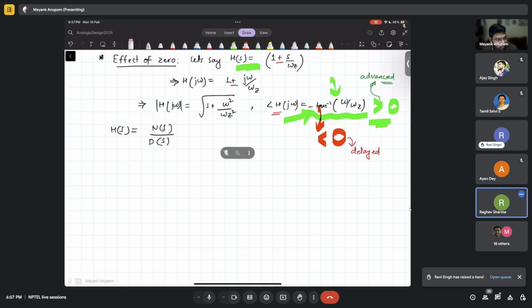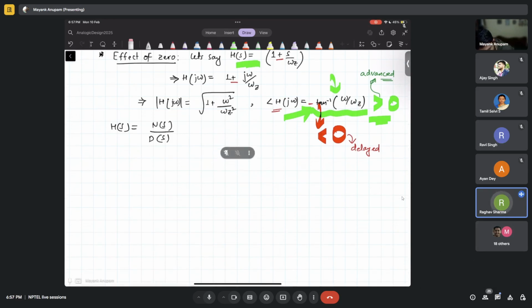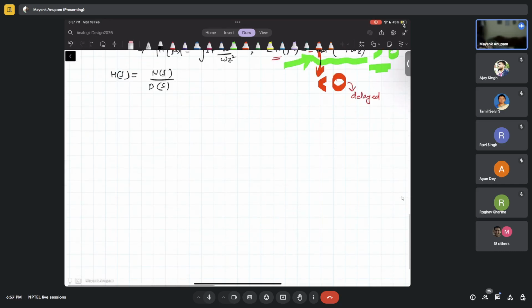Any other doubt? Ruby? Sir, does the delay have a physical significance, like it being a capacitor? How can we explain the advancement? I'm coming to that. Let us try to understand this now.